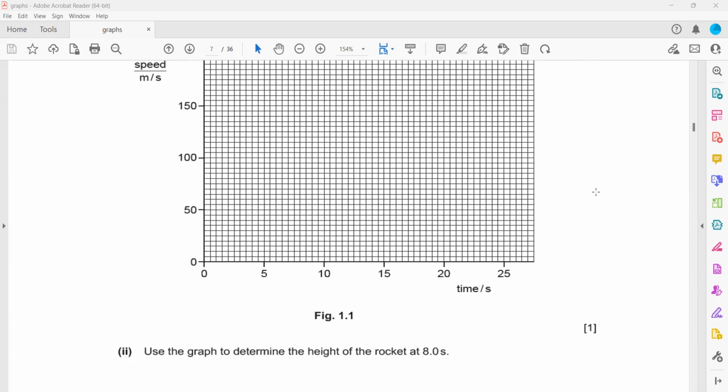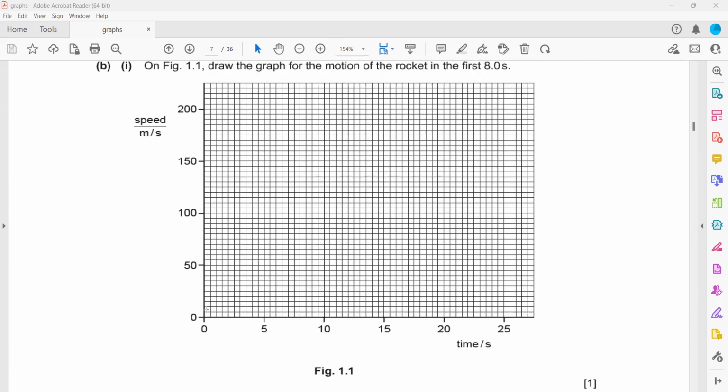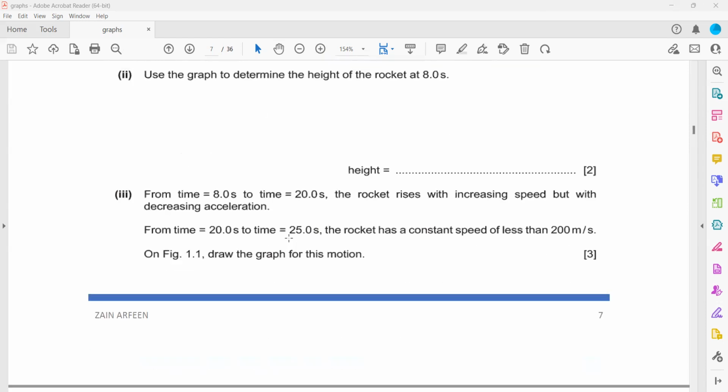So first, we already did it for 120, like when it reaches a speed of 120 after 8 seconds. So it was a straight line passing through the origin. That was a constant. Now, they mentioned from 8 seconds to 20 seconds, the rocket is having an acceleration. Rocket speed is increasing, but with decreasing acceleration.